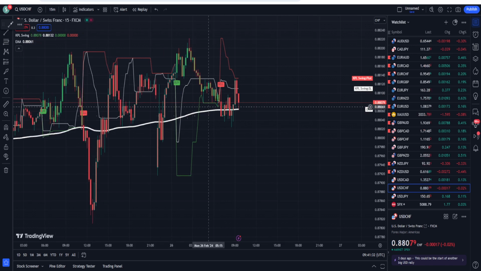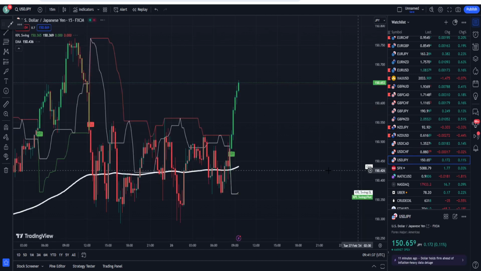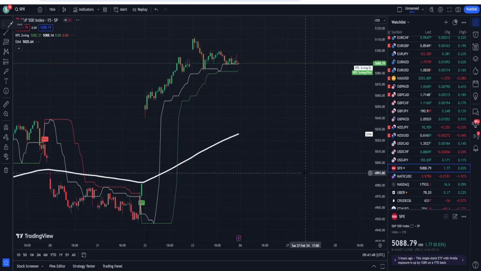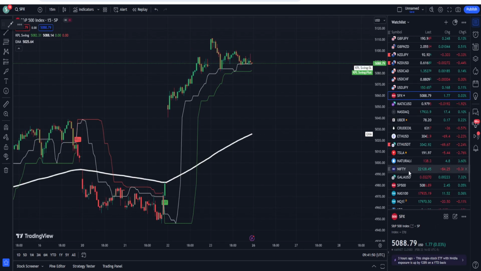It's also volatile, but if you just have a look at this pattern, it's in a ranging pattern. We cannot do anything. Like the moving pairs, overall the USD/JPY is also in a consolidation, but right now it breaks the consolidation. So overall, you need to catch those pairs which are volatile.